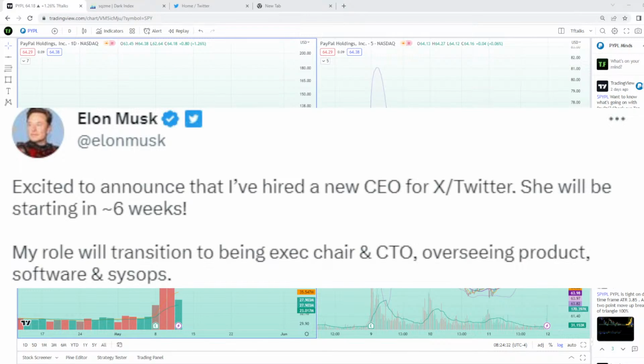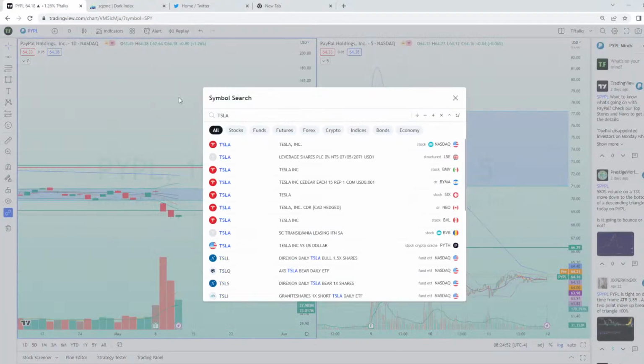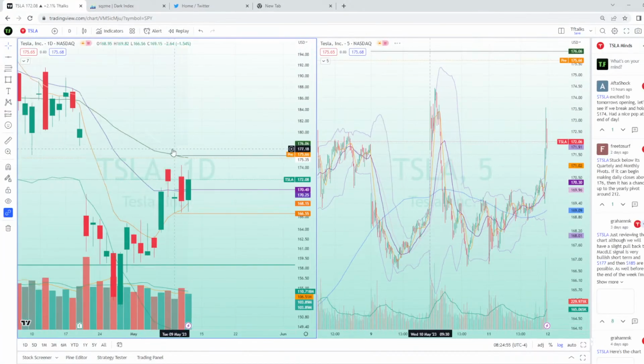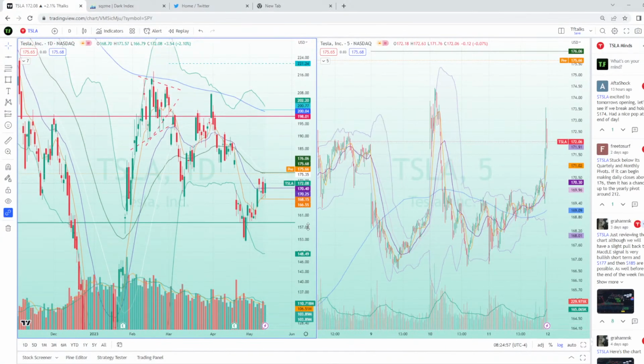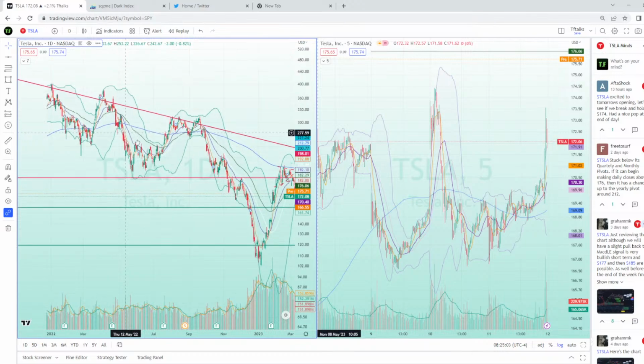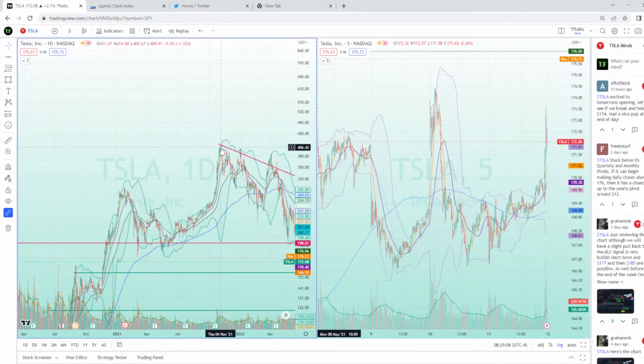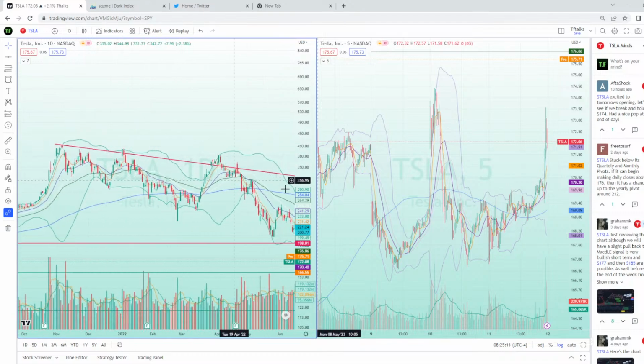because last time, I remember, when he bought Twitter in October last year, Tesla started to drop. I remember it was like 300 level. Let me check. I remember it was like 300 level before, after April. Oh yes, it's right there. I believe it's right there.